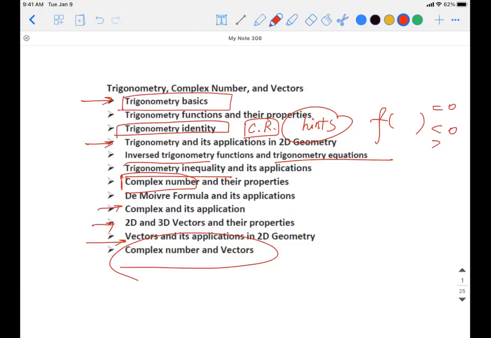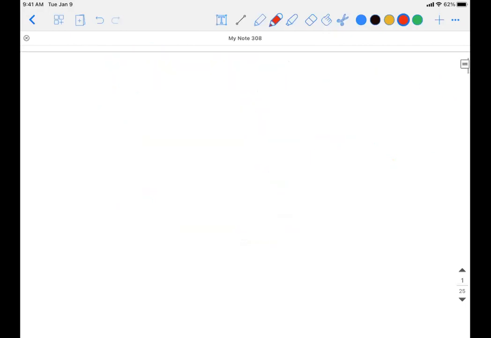Today, we're going to talk about the first part, trigonometry basics. This is going to be our lecture number 1, trigonometry basics.